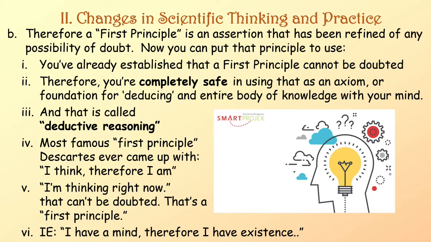The most famous first principle that Descartes ever came up with was, you're familiar with it, I think, therefore I am. In other words, I'm thinking right now. That can't be doubted. So therefore, that's a first principle. And therefore, I have a mind, therefore I have existence. See, so you're kind of deducing the fact that you exist from this principle that can't be doubted, that you are thinking.